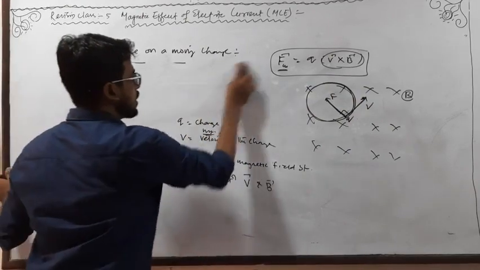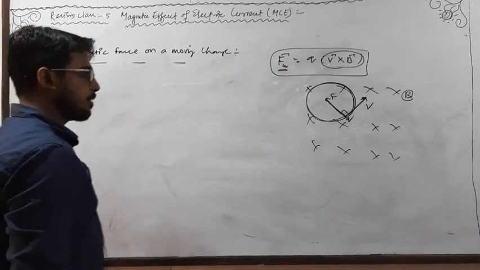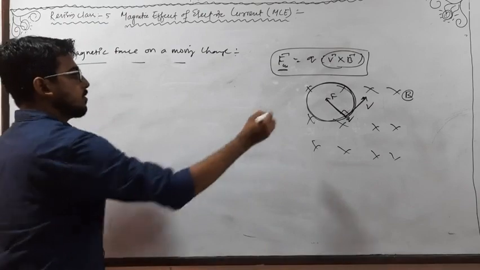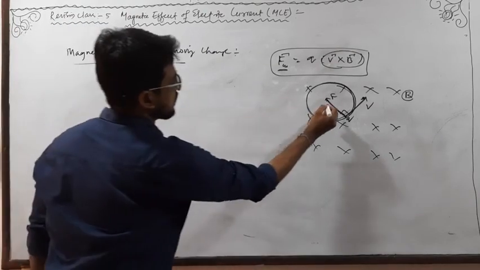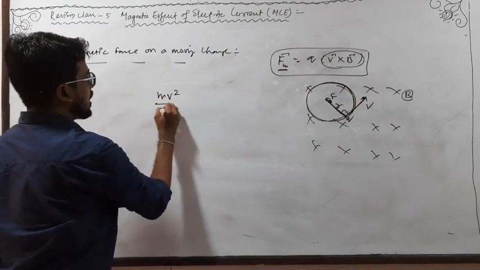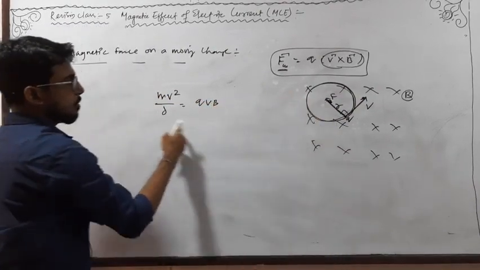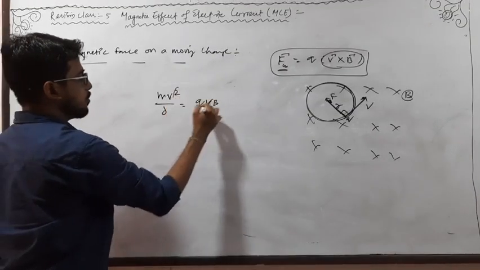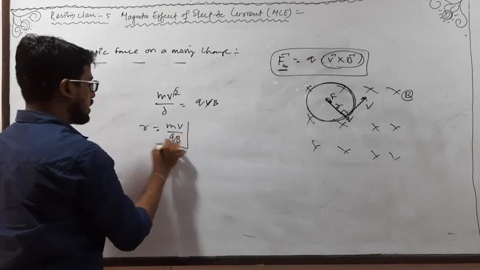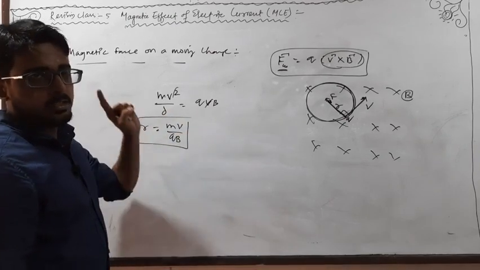So in this particular case, the required centripetal force, as we know, is necessary for the rotation of a particle in a circular path. If the circular path has radius r, then mv squared by r will be equal to qvB, because the magnetic force provides the centripetal force. So from this we will get r equal to how much? mv by qB.